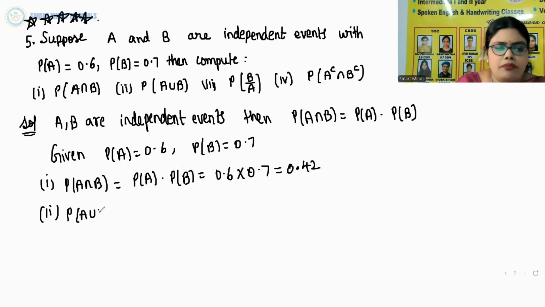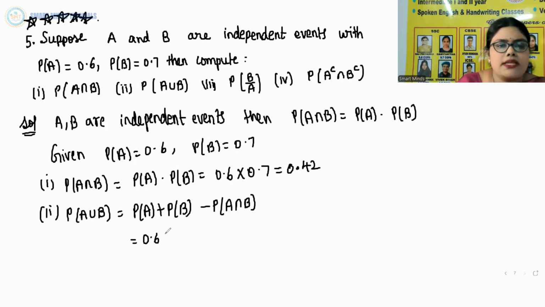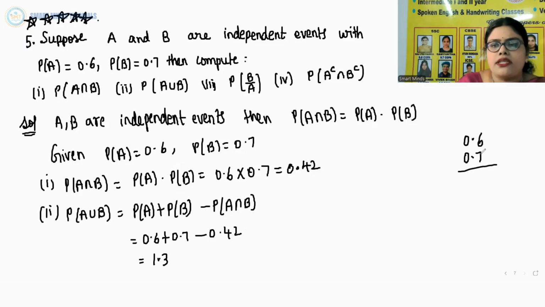Now number 2. P of A union B. Now you have P of A, you have P of B, you have P of A intersection B. Now we can use the addition theorem for P of A union B. We know that P of A union B is P of A plus P of B minus P of A intersection B. So P of A is 0.6 plus 0.7 minus 0.42. 0.6 plus 0.7 is 1.3. See, we can add here: 7 plus 6 is 13, so 1.3.